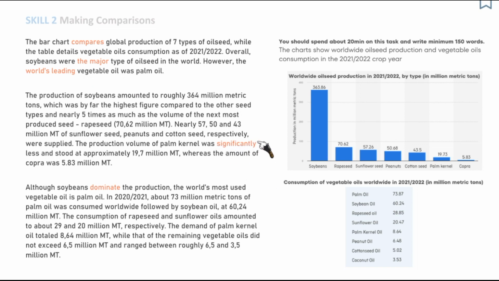Significantly. Significantly shows that the difference was very big. And again, this is a way to compare things. I have also used the verb dominate. Dominate means be the leader, be the first in the ranking. So all of these words, again, help to show the variety of your language, the flexibility of your language, which will directly and beneficially influence the score for your report.